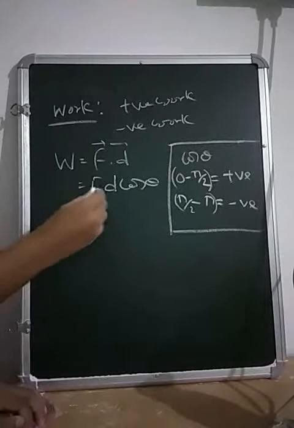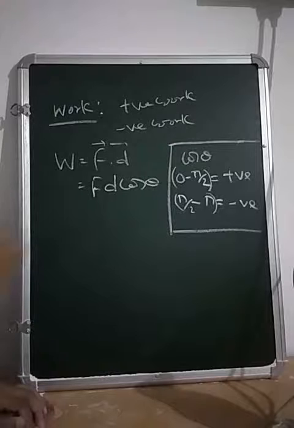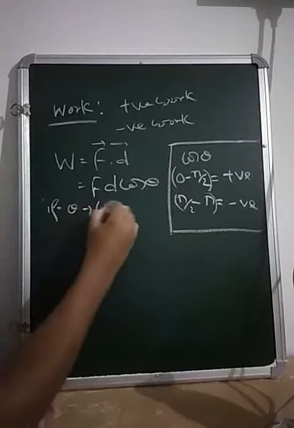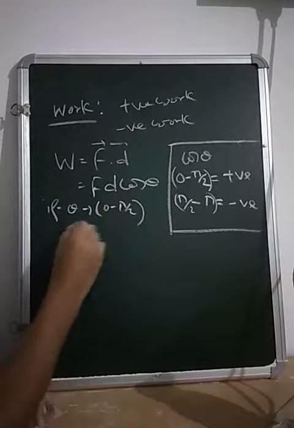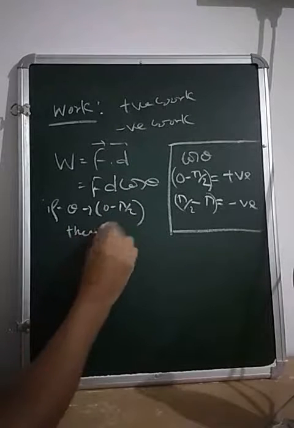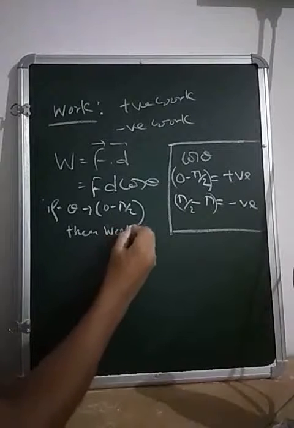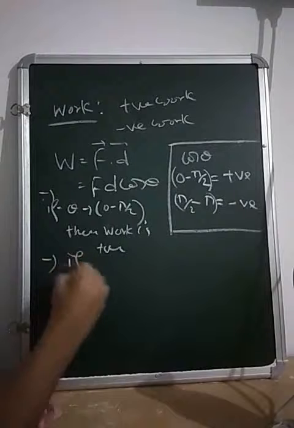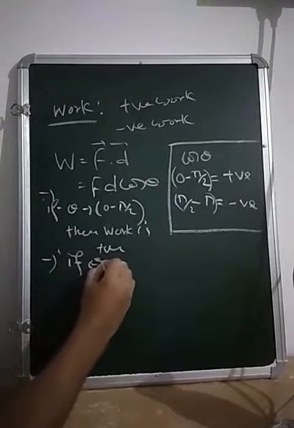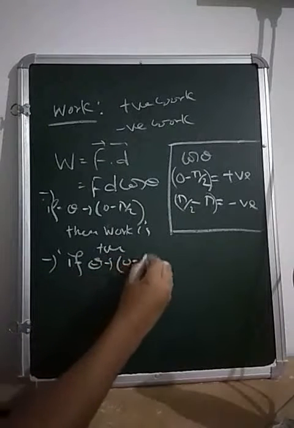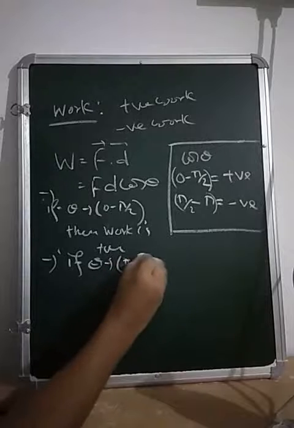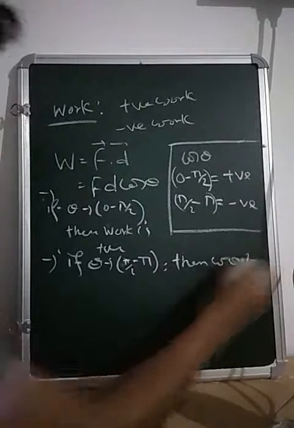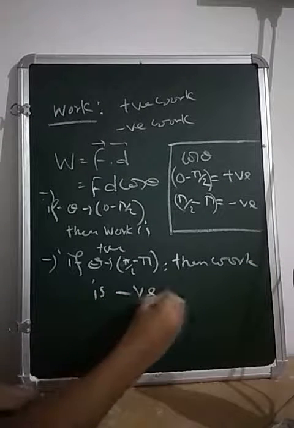So if theta lies between 0 and pi by 2, then the work is positive. In the second case, if theta lies between pi by 2 and pi, then work is said to be negative.